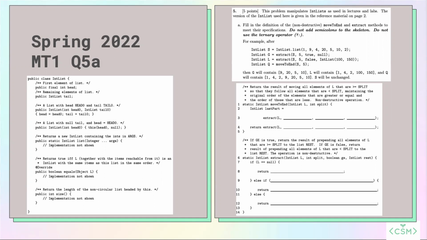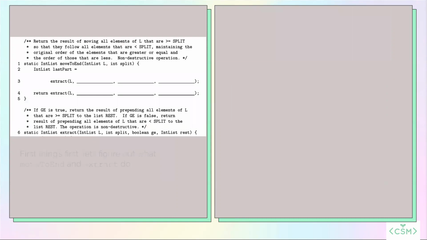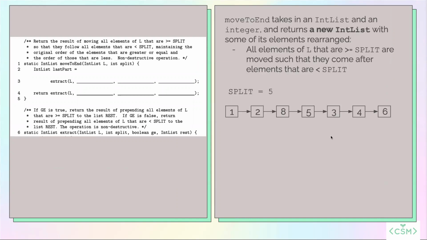Okay, I will now be going through the question. First things first, let's figure out exactly what move to end and extract do. We'll start with move to end. Move to end takes an int list and an integer and returns a new int list with some of its elements rearranged. All elements that are greater or equal to split are moved such that they come after the elements that are less than split.